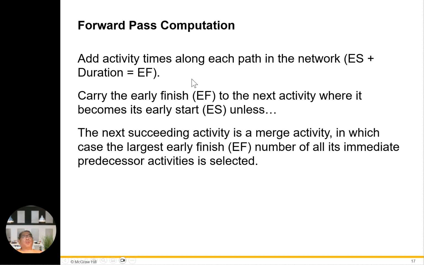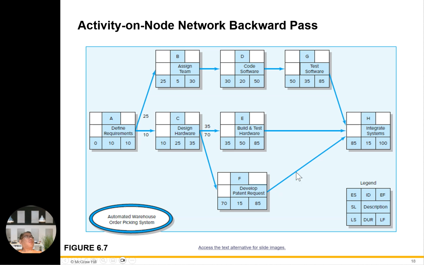Forward pass computation: add activity times along each path in the network, ES plus duration equals EF. Carry the early finish to the next activity where it becomes the early start, ES, unless the next succeeding activity is a merge activity, in which case the largest early finish number of all its immediate predecessor activities is selected. Okay, so this gives you the idea: the situation here is 100 time. That's the key part.